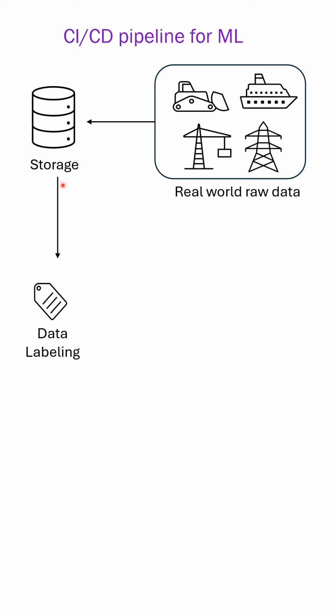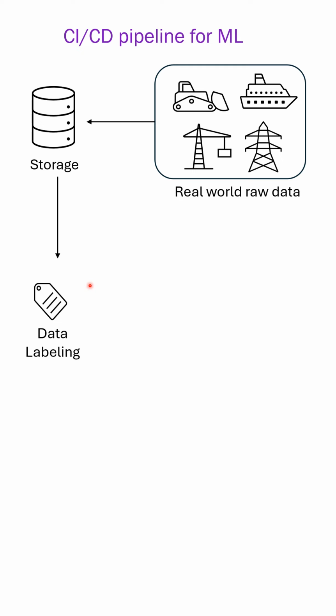The next step is actually labeling the data. This is based on the use case that you have. So if you want to detect anomalies in, let's say, energy signatures, then you need to say that these data points are normal, but these are abnormal data points.